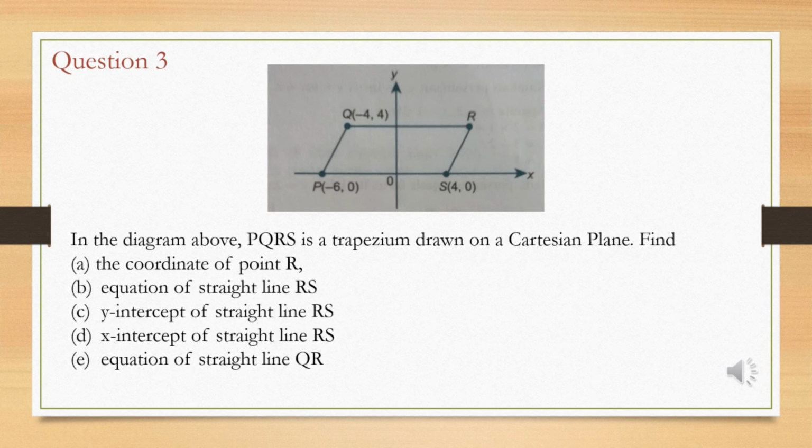Let's continue with question 3. In the diagram above, PQRS is a trapezium on a Cartesian plane. Find A. The coordinate of point R. B. Equation of straight line RS. C. Y-intercept of straight line RS. D. X-intercept of straight line RS. E. Equation of straight line QR.